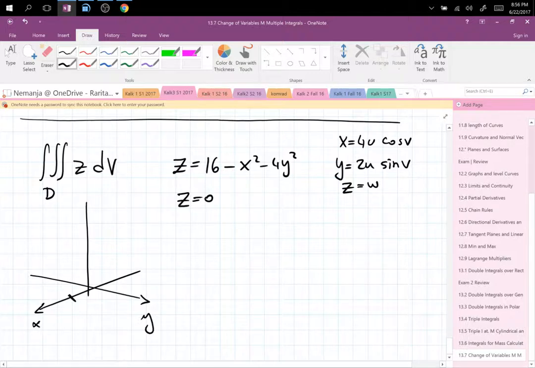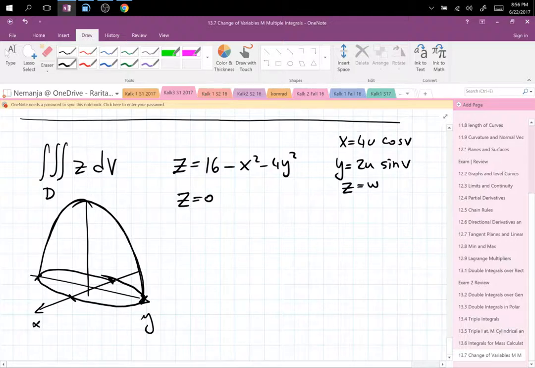So we have 1 on the x-axis and 4 on the y-axis. It's the ellipse. And this is an elliptical paraboloid. So the elliptical paraboloid, that's the shape. And this is the bottom, so it is a solid piece. We have our transformations, and we can plug these transformations in the problem to see what we get.